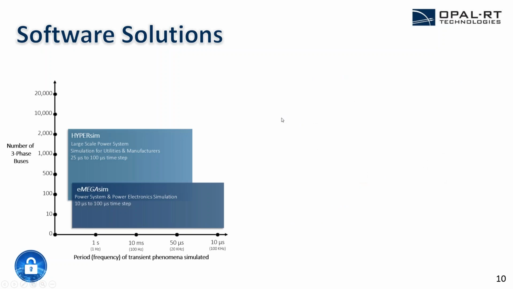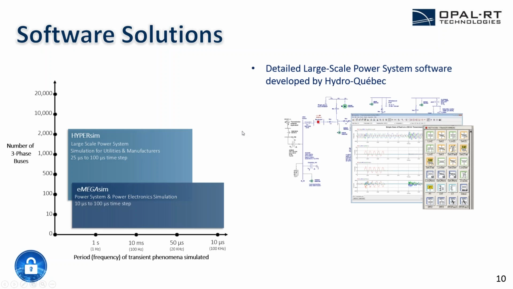Another class of EMT software is HyperSim, which was intended for and is used for larger scale power system simulation. This is a very detailed software that was developed by Hydro-Quebec, which also has robust testing capabilities in the form of automation.